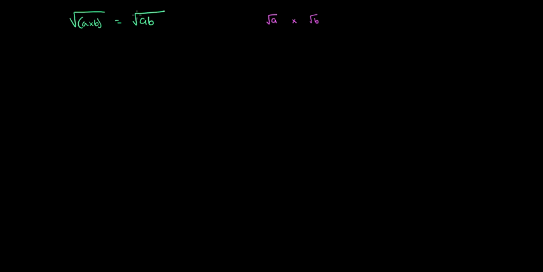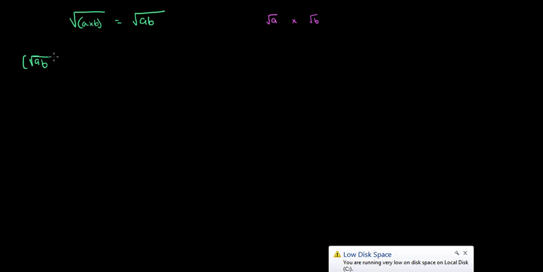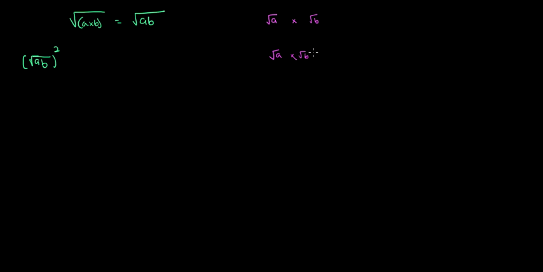And let's say I asked you to square each of these values. So in one end you'd have the root of ab squared, that means ab raised to the power 2, and on this end you'd have the root of a times the root of b entirely squared, or raised to the power 2. Let's work both of them out and see what we get.